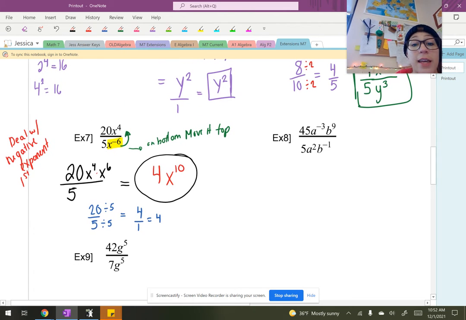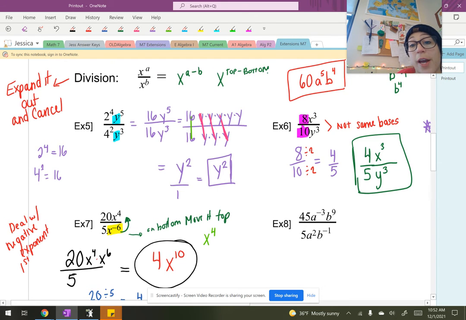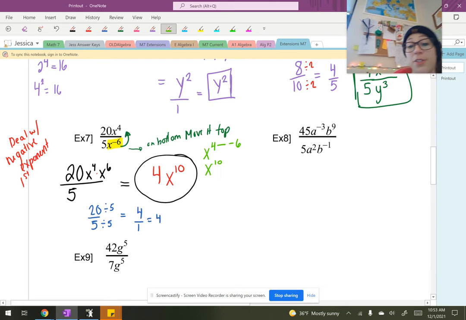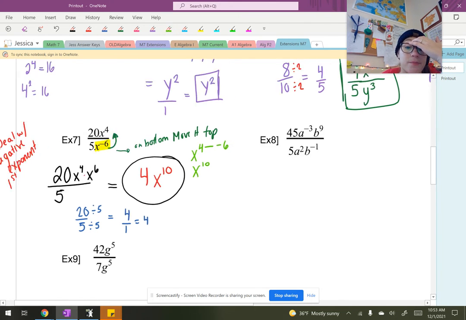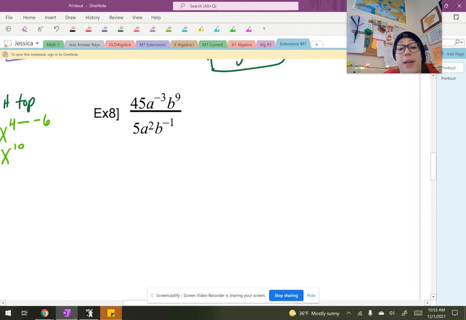If I'm looking at that rule here, I did x to the fourth. My division rule says that I'm subtracting top minus bottom. So top is 4 minus bottom is negative 6. 4 minus negative 6 turns into that x to the 10th. So you could get that same answer either way. Okay, so now moving on to example 8.